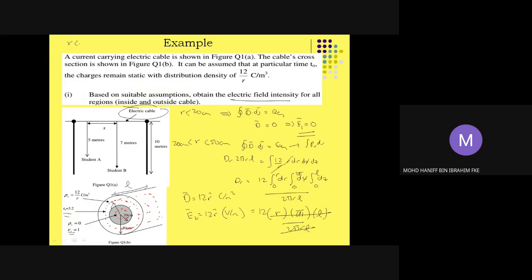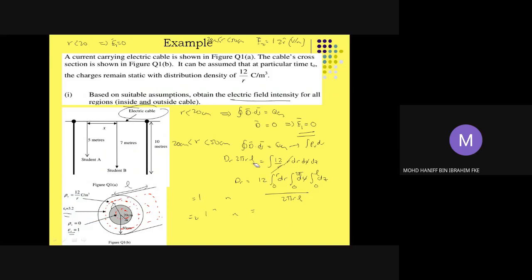So for R less than 20 cm, E1 equals 0. For R between 20 cm and 50 cm, your E field E2 will be equal to 12 over R in vector, volt per meter. Okay, so we're now going to proceed with the third electric field, for the region of R bigger than 50 cm.